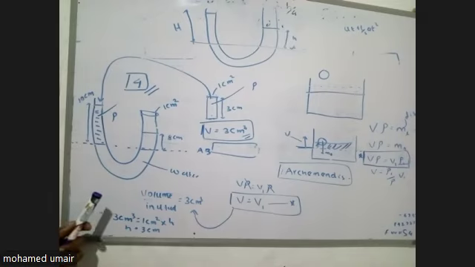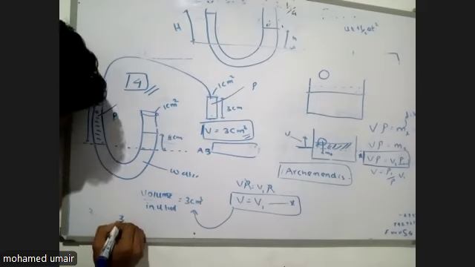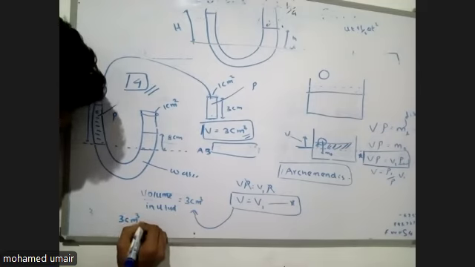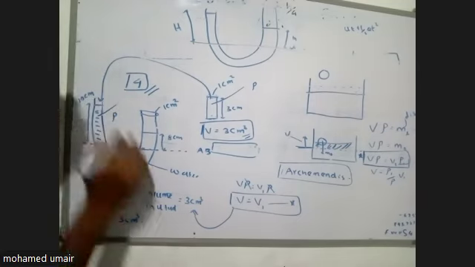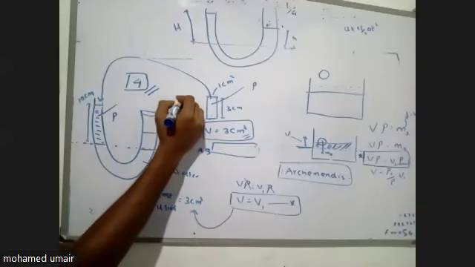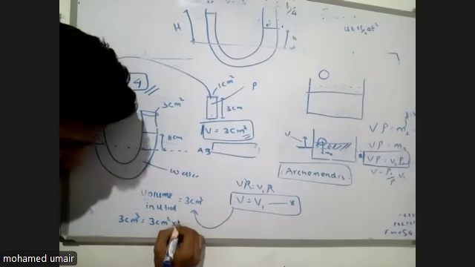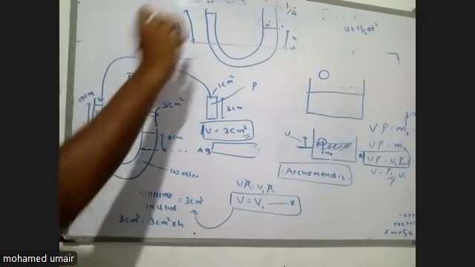Sorry. I think I made a mistake. Just read the question again. They have given you that the cross-section area of the U-tube is 3 centimeters square. So be careful, okay? So the volume displaced is 3 centimeter cube. The cross-section area of the U-tube is 3 centimeters squared. So it is 3 centimeters squared times the height which is displaced along here.